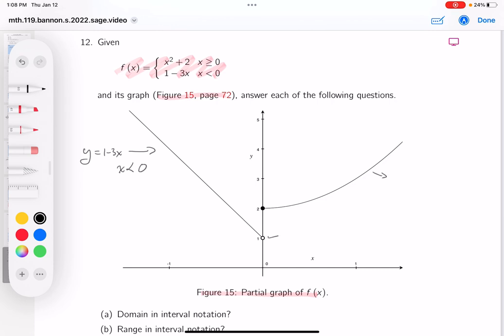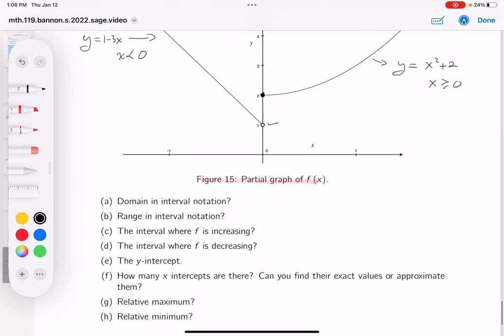And this guy over here is actually a parabola, and what's that parabola going to be? It's going to be y equals x squared plus 2, provided the x is greater than or equal to 0. And that's why this point's given there. Now, you might say, what are they going to do? They're going to ask questions. What kind of questions?